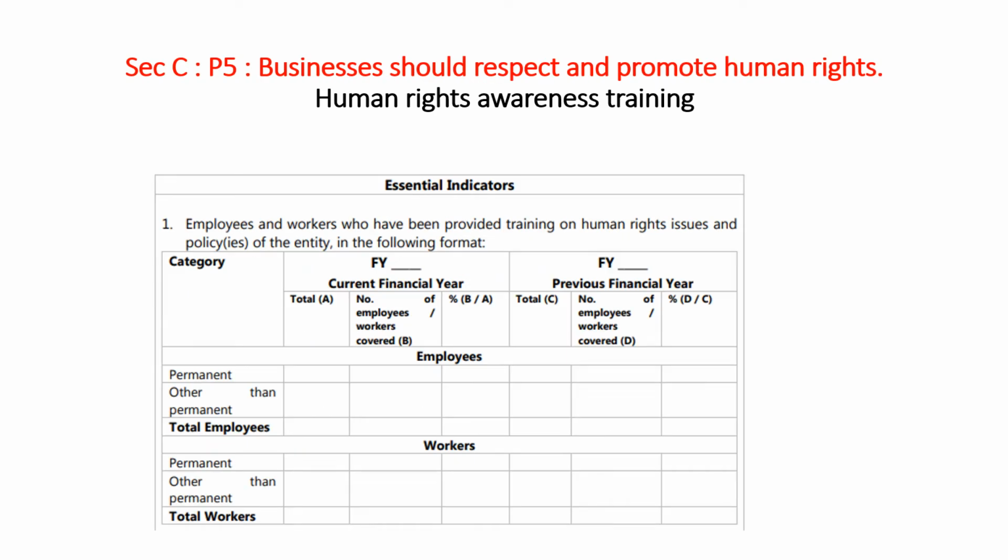This is essential indicators with respect to principle number 5. Businesses should respect and promote human rights. And this part of the format is about awareness training. Employees and workers who have been provided training on human rights issues and policies of the entity in the following format. So how many have been trained or awareness program conducted with respect to human rights for the permanent and non-permanent in the employee category and in the worker category.